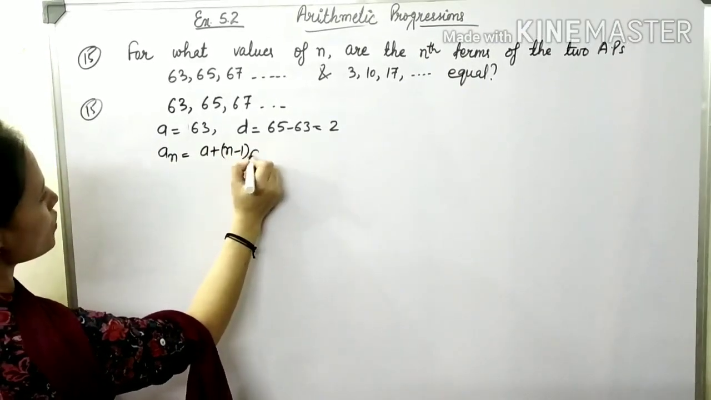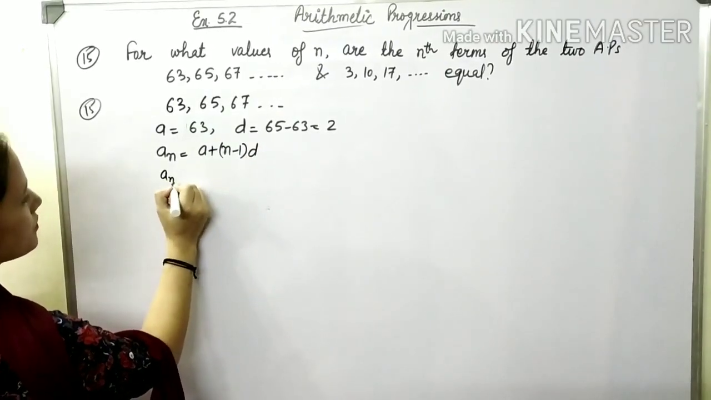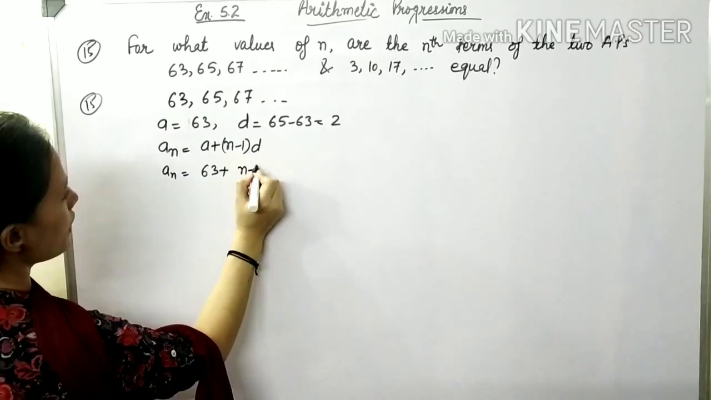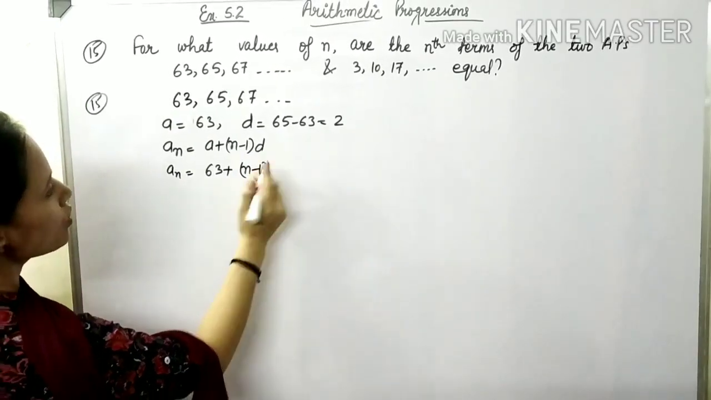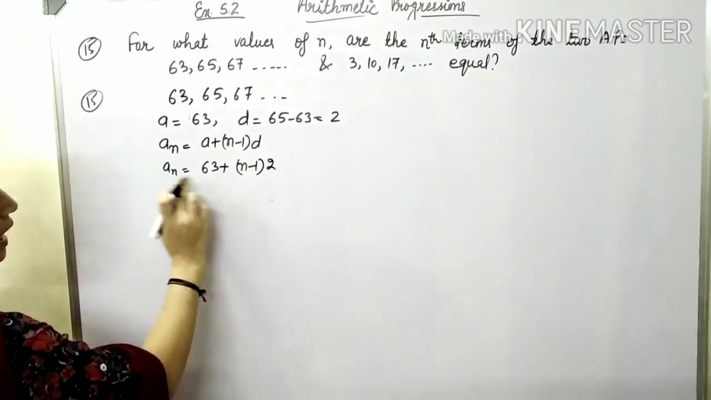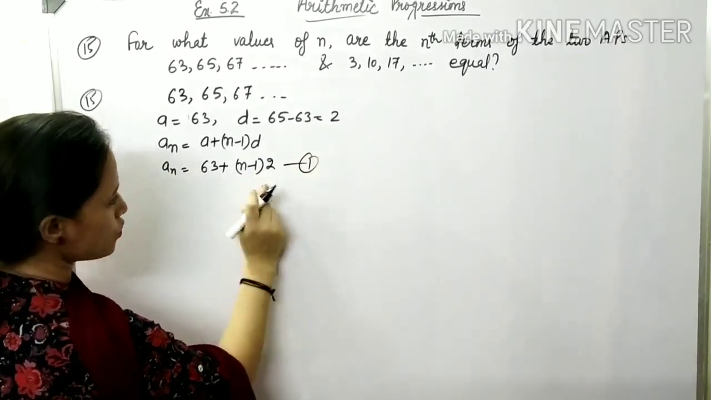A plus (n minus 1) D. The nth term is 63 plus (n minus 1) into D, that is 2. N we don't know, we'll just keep it like this. I have kept it like this only.